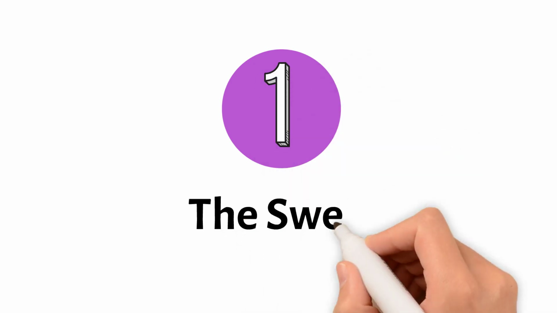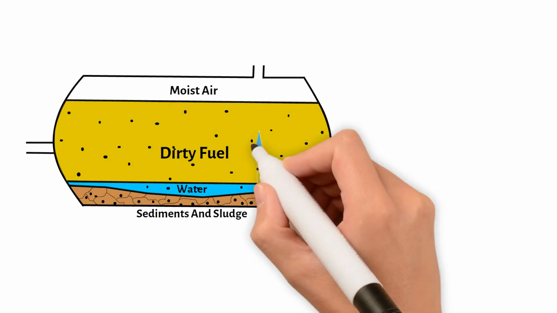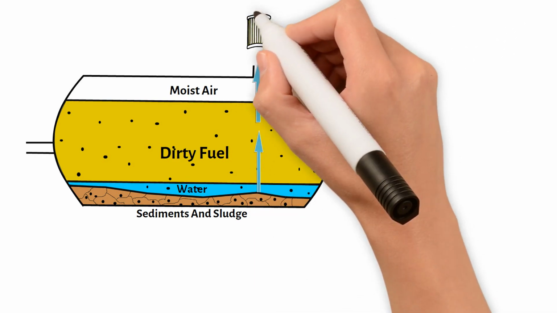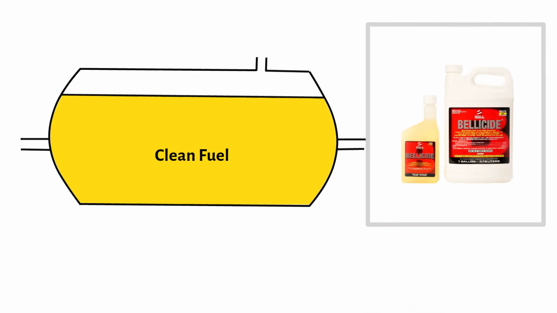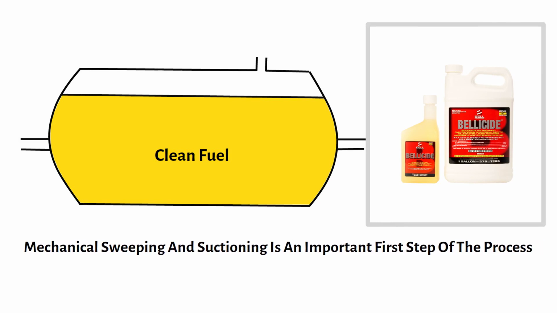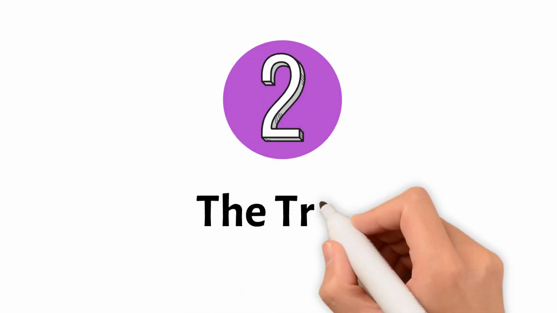First, the sweep. Whatever sludge, particulate, and water is in your tank and fuel system, it needs to come out. The best way to do this is to use a filtration rig to sweep the tank with mechanical suction, siphoning those problem-causing impurities out of the tank, so whatever chemicals you add later on don't have as much to fight against. Mechanical sweeping and suctioning is an important first step of the process. It's the sweep.